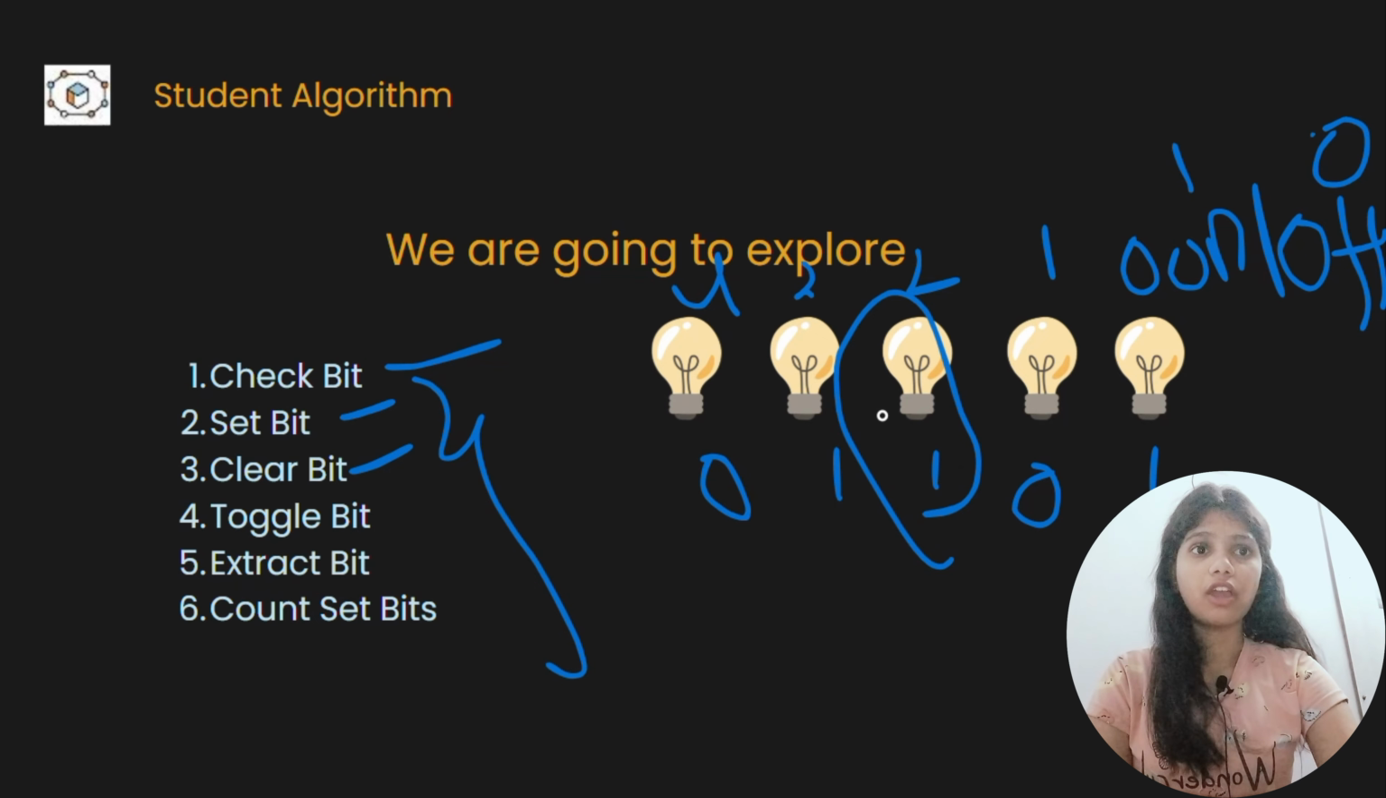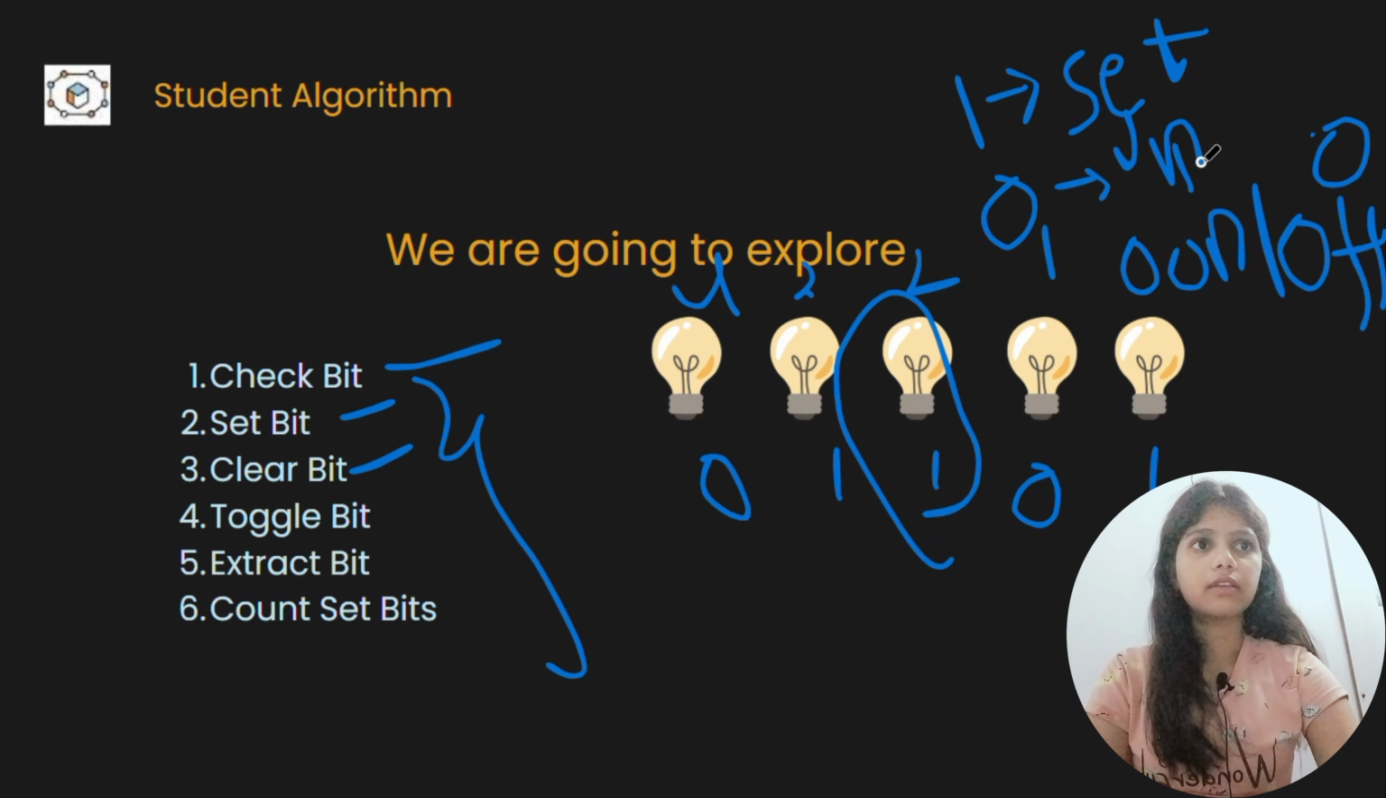Now what is set bit? No matter whether the bulb is on or off, we need to turn on the bulb. That means whether we have 0 or 1, we need to convert that into 1. Set is nothing but 1, so that's why we need to set that bit to 1. We call 1 set, and 0 unset.